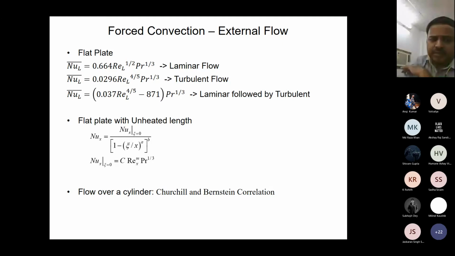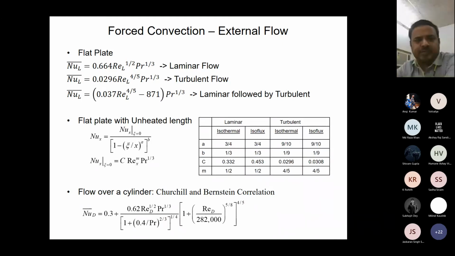Now, we also came up with flow with unheated length, which we had discussed last time. So the correlations were all in the form of C Reynolds to the power m Prandtl to the power 1/3, and when you have unheated length, there was 1 minus zeta over x to the power a, and the whole to the power b in the denominator. So you have these correlations at your disposal, and you know how to use them. The only judgment you have is which one to use: whether it's isothermal, whether it's isoflux, whether it's laminar flow, whether it's turbulent flow, whether there is an unheated length.